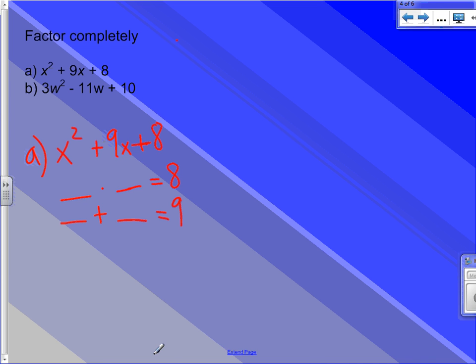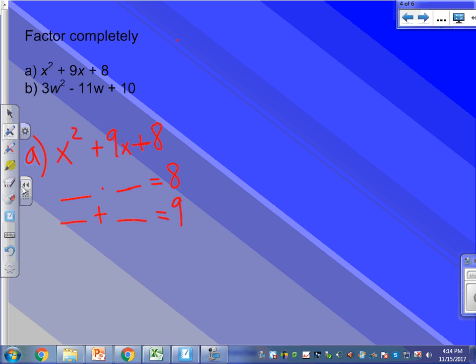Okay, what two numbers multiply to 8 but also add to 9? If you said 8 and 1, good job. That is correct. 8 times 1 is 8. 8 plus 1 is 9.